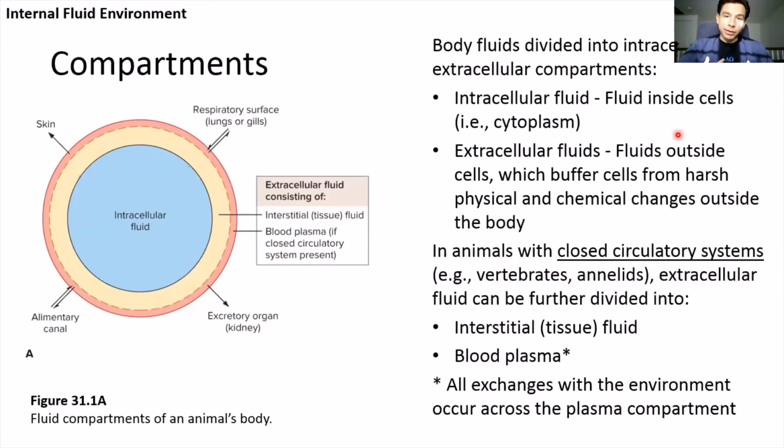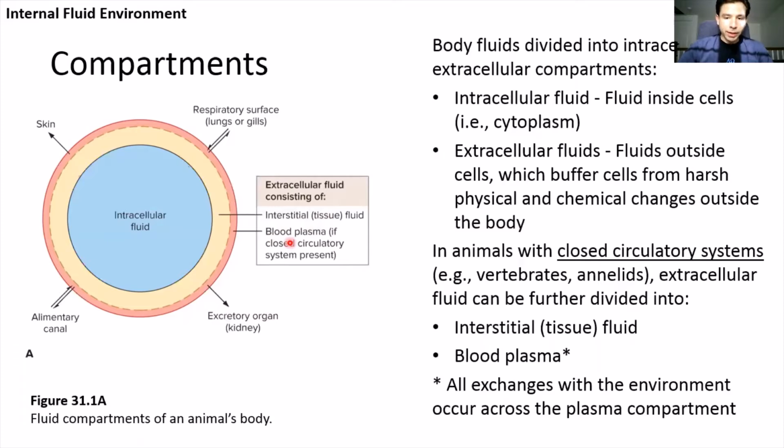In animals like ourselves that have closed circulatory systems, like the vertebrates or the annelids, the extracellular fluid can be further divided into two kinds: the interstitial fluid or tissue fluid and the blood plasma. So if we look at this illustration here that conceptualizes this, body fluids can be compartmentalized into the intracellular fluid, aka cytoplasm, and also the extracellular fluids, which can be the tissue fluids and the blood plasma.